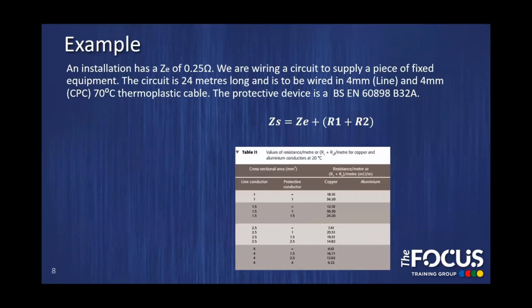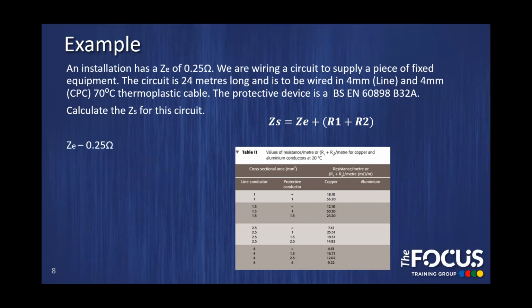So let's have a look at using some of those values. We have an example here. An installation has a ZE of 0.25 ohms. We are wiring a lighting circuit to supply a piece of fixed equipment. This circuit is 24 metres long and is to be wired in a 4mm line conductor with a 4mm CPC in 70°C thermoplastic cable. The protective device is to be a BS EN 60898 32 amp Type B MCB. So let's calculate the ZS for this circuit. We have our equation: ZS equals ZE plus R1 plus R2.